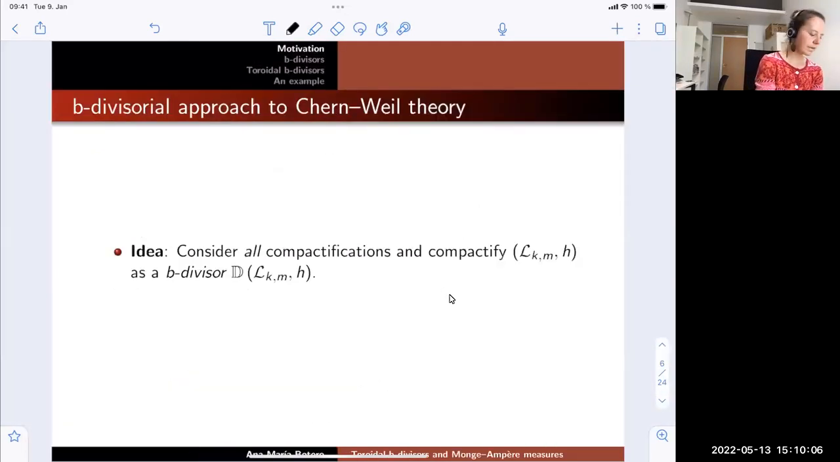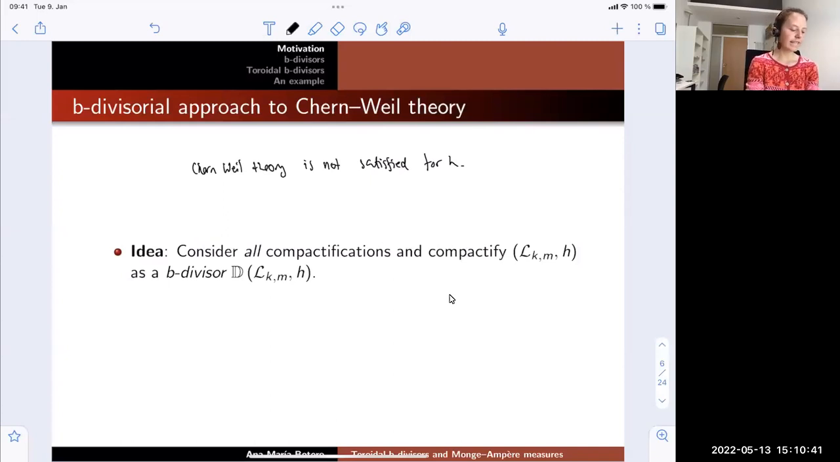So Chern-Weil theory is not satisfied for these metrics. So the idea they first had in this example, Burgos, Kramer, and Kuhn, was to consider all compactifications and compactify your line bundle together with a metric, not as a line bundle, but as a b-object, as a b-divisor, which lives on all compactifications.